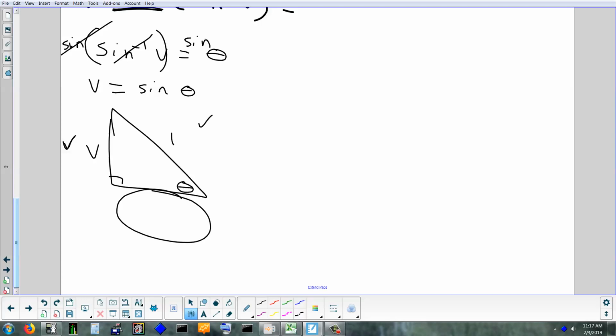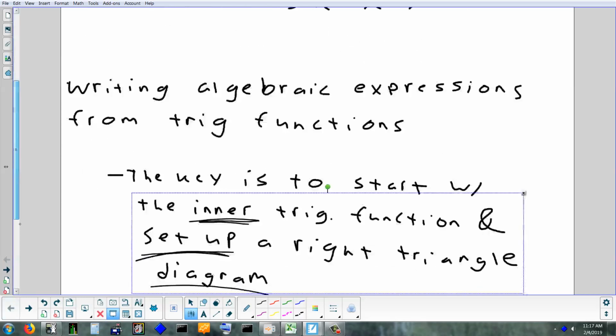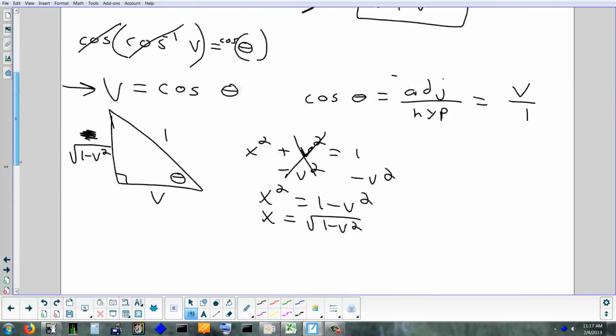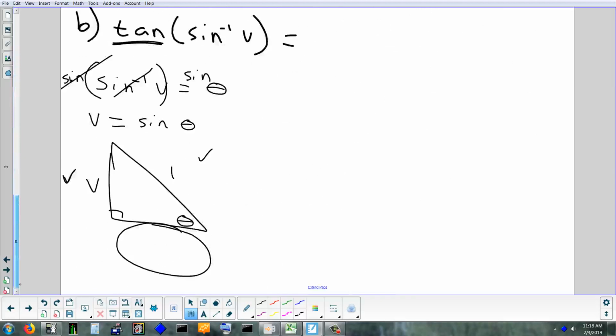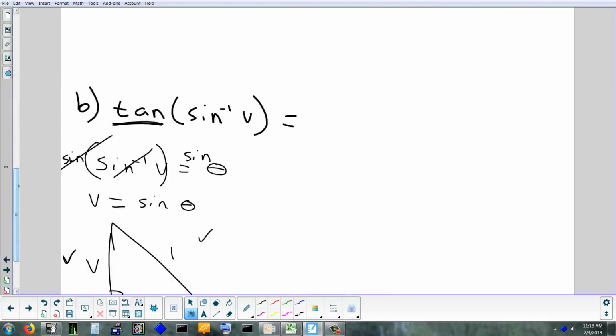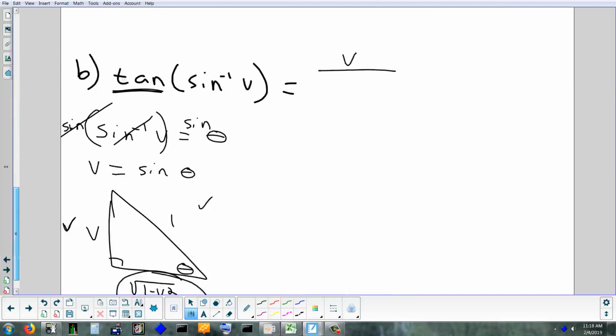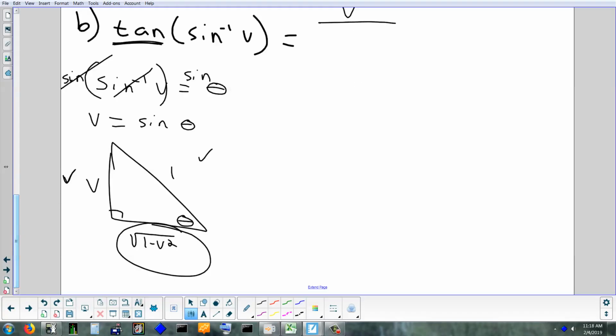Pythagorean Theorem. It's actually the same problem as last time. One of the legs is V, the hypotenuse is 1. We just did that right here. That leg is V, the hypotenuse is 1. So it's going to come out the same. Square root of 1 minus V squared. Now we've got every side labeled, so we can answer whatever question they want. They want tangent. Opposite over adjacent. So the opposite is V divided by adjacent, square root of 1 minus V squared.